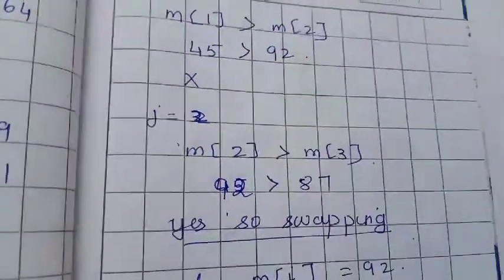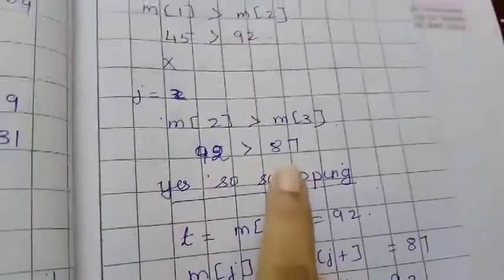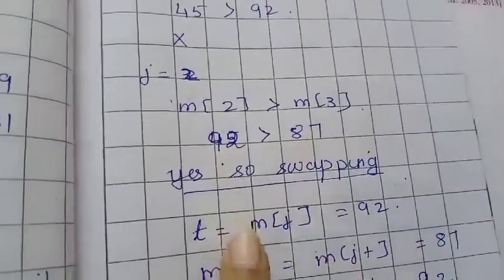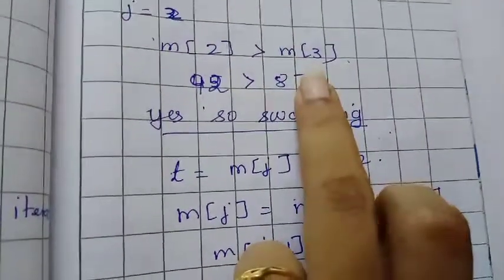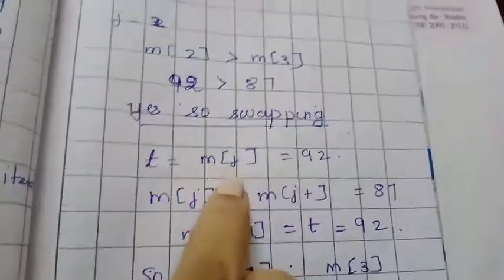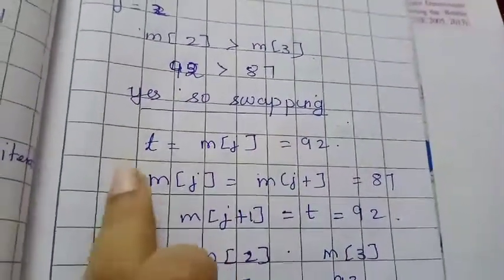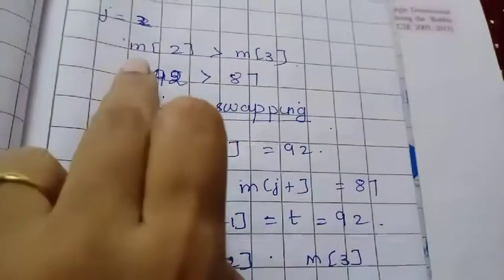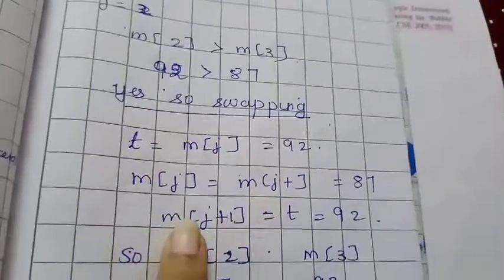We are going to check the next element. So is m of 1 greater than m of 2? No, it is not, so it goes to the next iteration. So 92 is greater than 87. So m of 2 is greater than m of 3, and what we are going to do is swap it. The 92 will go to the m of 3 position and 87 will come to the m of 2 position. To do that, first save this number into t, that is 92 into t. Then m of j will be pushed, that is 87 will be pushed to m of 2. Then m of 3 will be given this t, that is 92 will be given here.